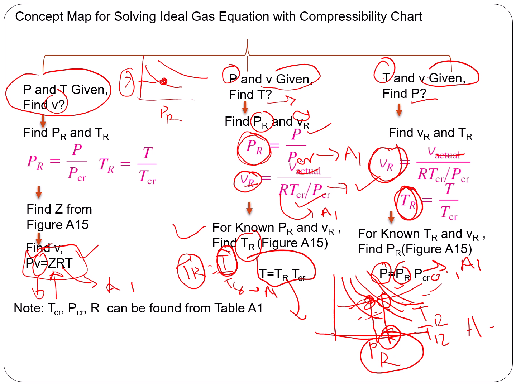So these are the three possibilities you have for finding the different unknowns. So either P and V is given, you need to find the temperature. When V and T is given, you need to find the pressure. At the beginning, we start with finding the reduced pressure or reduced specific volume or reduced temperature, and once you get that value, find the intersection point, and accordingly you find the unknown.